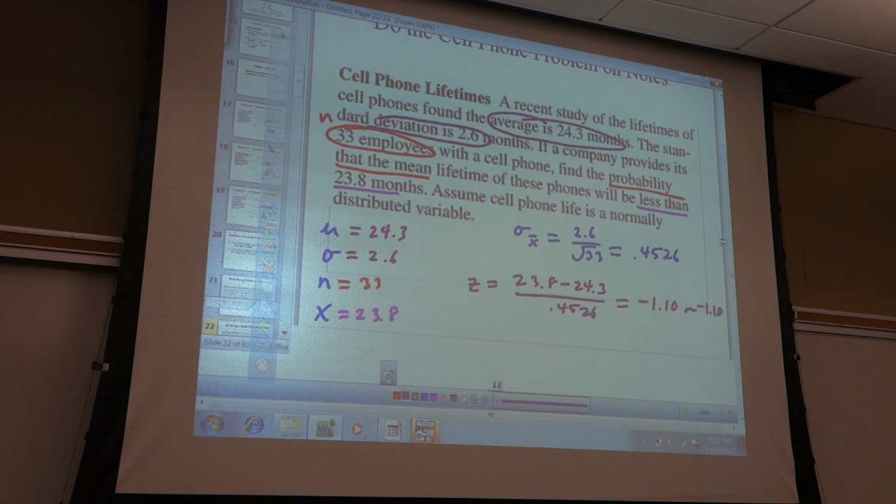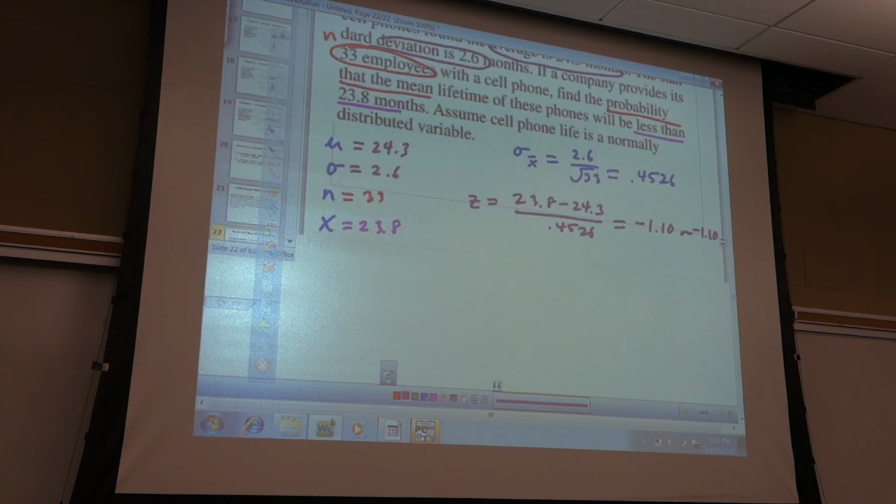And then, do a picture, right? Here's my middle. Negative 1.10 should be on the left side somewhere. It's less than, so it should be shaded on the left side. So this is going to be negative infinity.